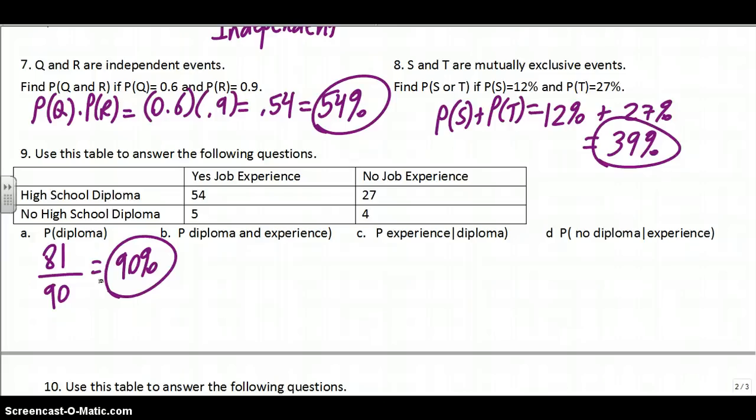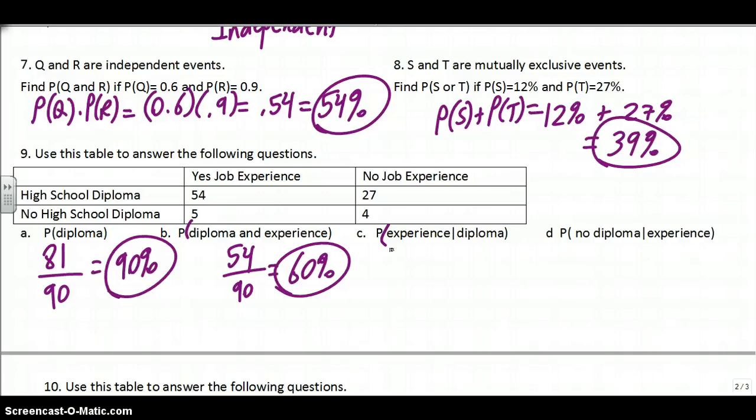Okay? Probability of diploma and experience. Well, first off, how many people have a diploma and experience? That would be 54. Out of, how many people are on the table total? 90. So 54 out of 90 is 60%.